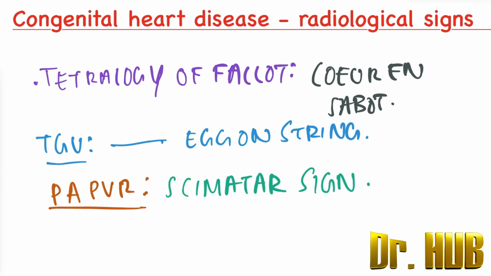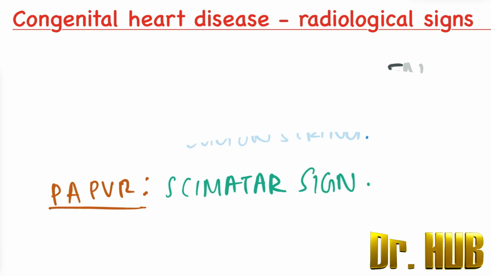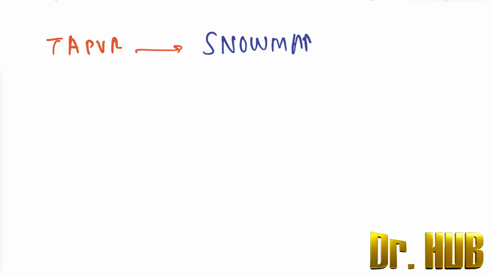Next we move on to TAPVR. So under TAPVR, there is a total anomalous pulmonary venous return. So here there is the snowman appearance. This is very significant. That is, a snowman sign is seen.